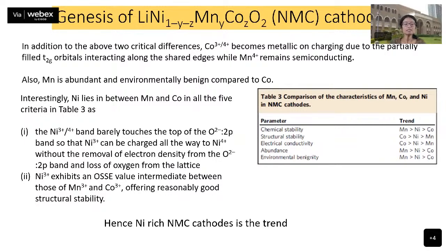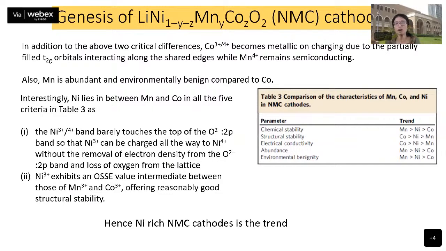And nickel 3 plus exhibits an octahedral site preference energy, which is intermediate between that of manganese 3 plus and cobalt 3 plus. So it offers reasonably good structural stability also. Hence, right now we are moving towards nickel-rich NMC cathodes. Nickel-rich means what? The nickel amount is the highest. So you have something like 0.8 of nickel, 0.1 of manganese, and 0.1 of cobalt. So that is what we are currently moving towards. A lot more research is happening so that we are having more and more nickel-rich cathodes.